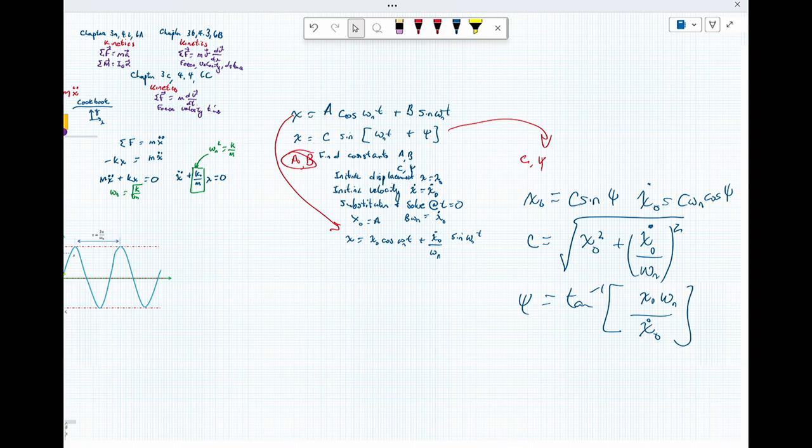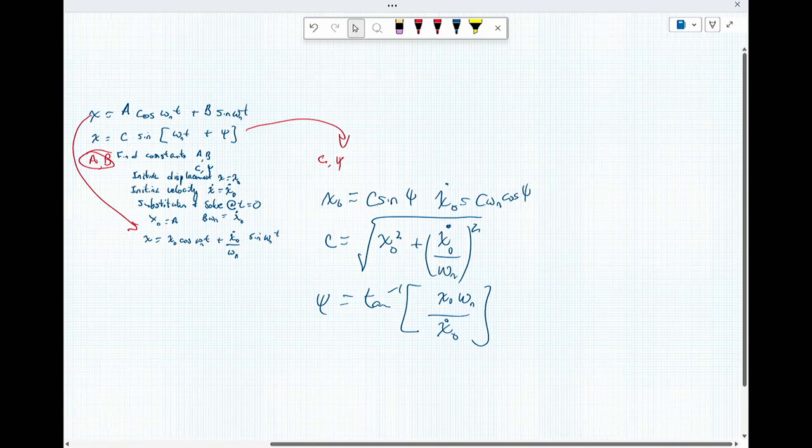In all of these cases, all you're trying to do is just substitute in terms. So you take your top equation, you take the derivative of it. When you take the derivative, you then use your initial conditions, x equals x naught, x dot equals x naught dot, at time equals 0. And from that, you can calculate either A and B or C and psi.